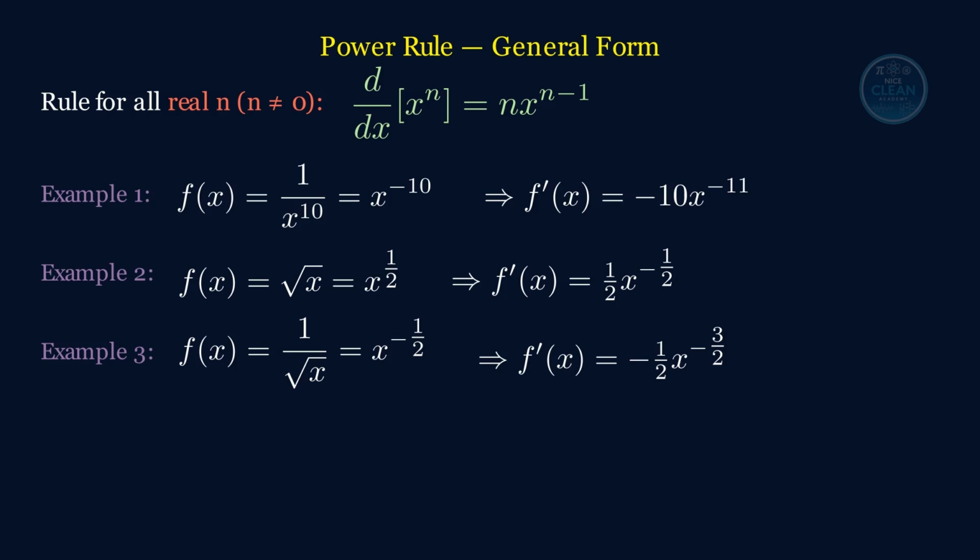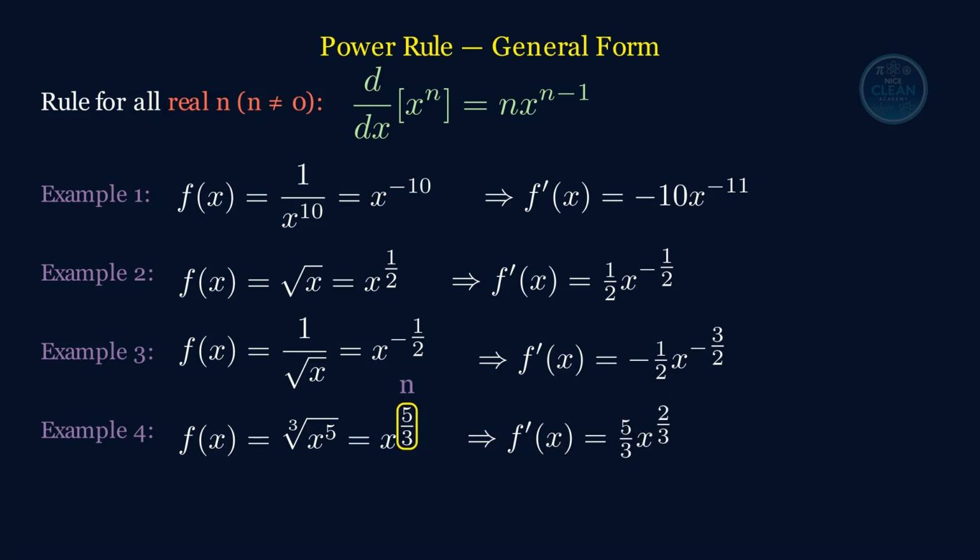For our last example, f of x equals the cube root of x to the power of 5. We can rewrite that as x to the power of 5/3. Bring 5/3 down front, subtract 1 from it. That gives 2/3. So the derivative is 5/3 times x to the power of 2/3.